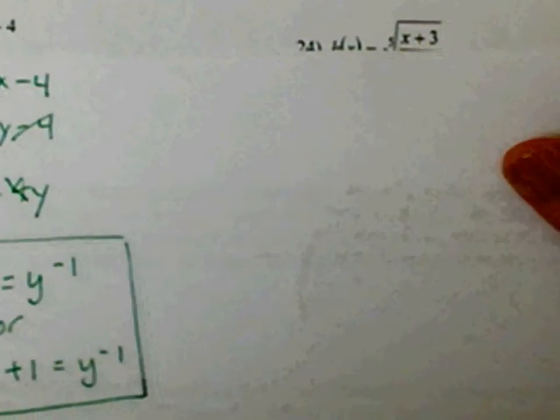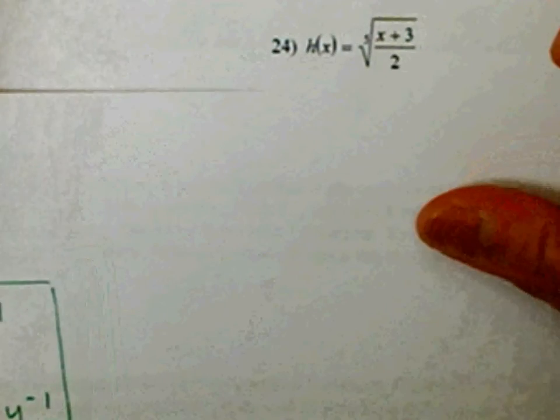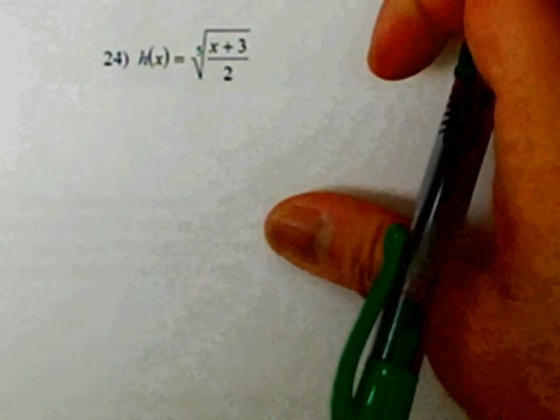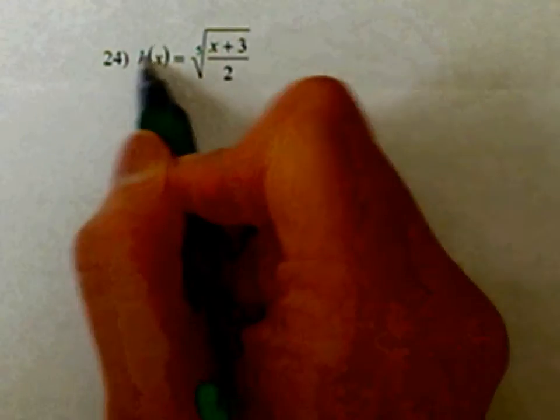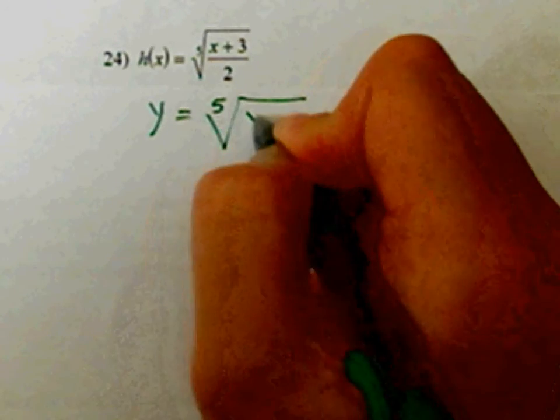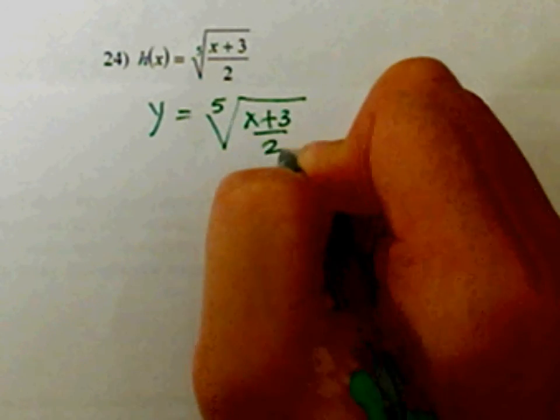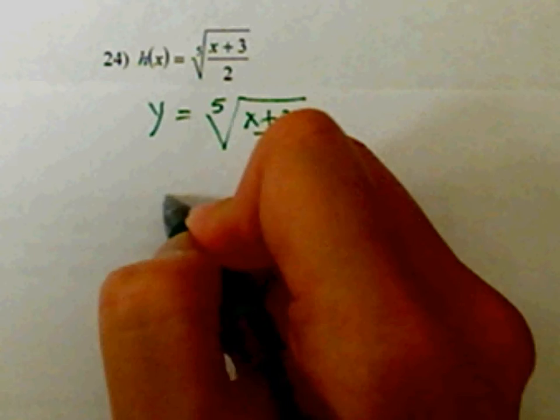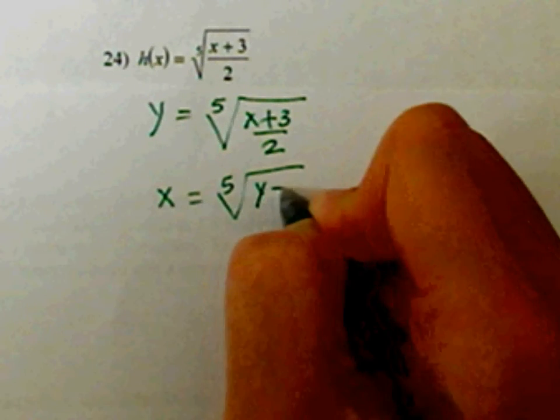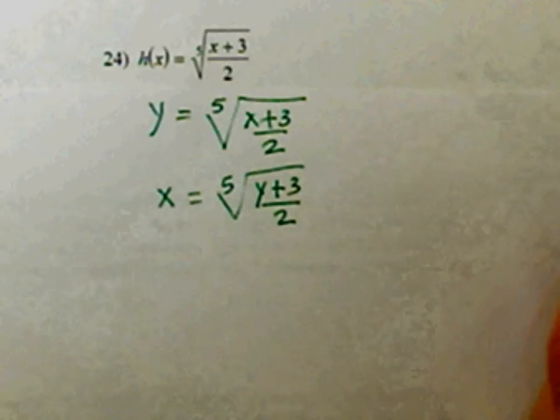Number 24. This one looks complicated, but it's easier than you think. We are looking for the inverse. So h of x, we write as y equals the 5th root of (x plus 3) over 2. Switch your x and your y. Y becomes x equals the 5th root of (y plus 3) over 2.